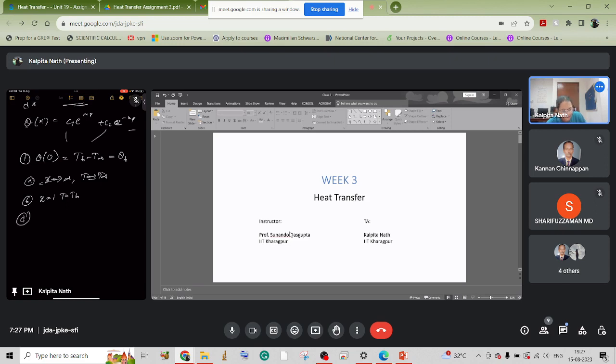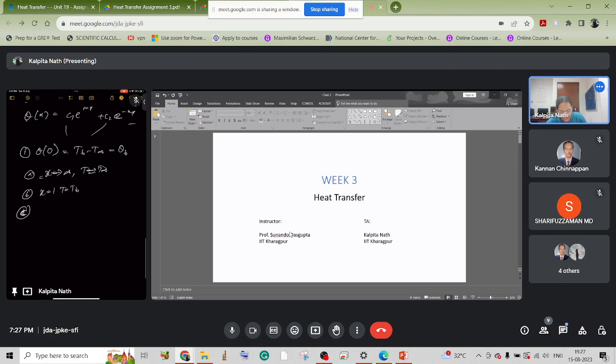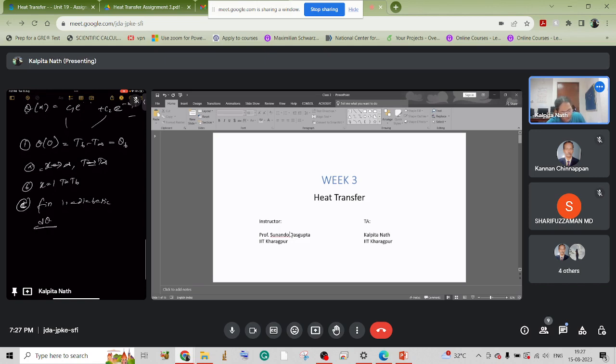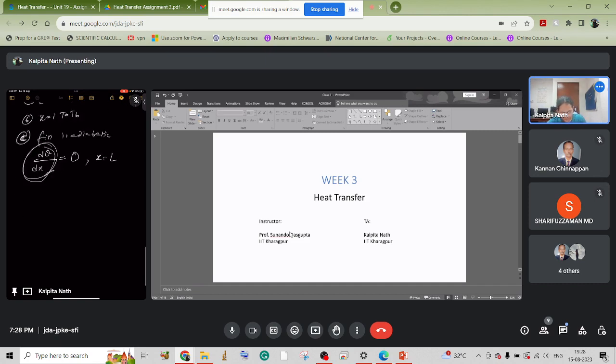And third is if the tip of the fin is adiabatic. So for that, d theta/dx will be zero, there won't be any change in temperature, as the tip of the fin is adiabatic, so there will be no heat transfer over there. So at x equal to L.